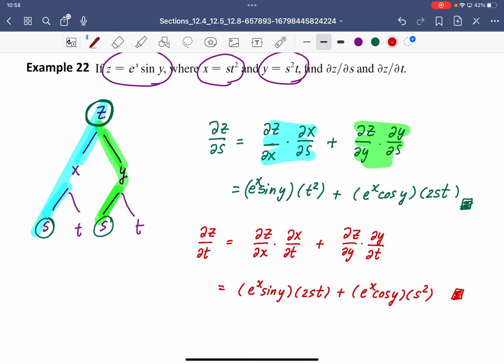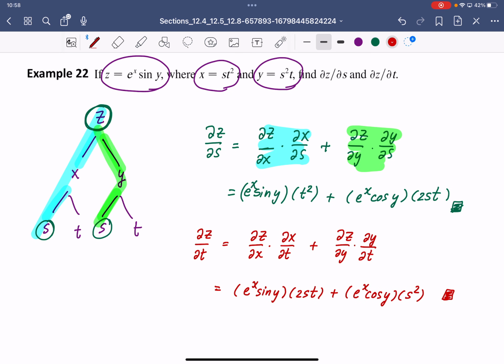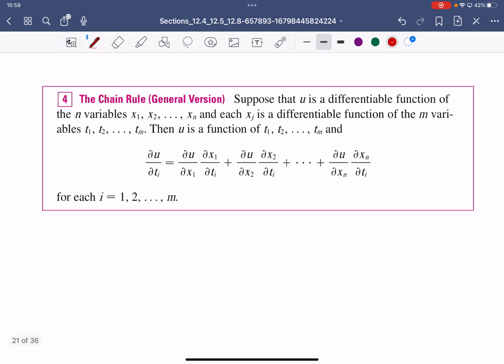Shall we do one more example and then we break, or do you just want to continue? Okay, we're going to do one more example and then we're going to do a 5 minute break for you to stretch.